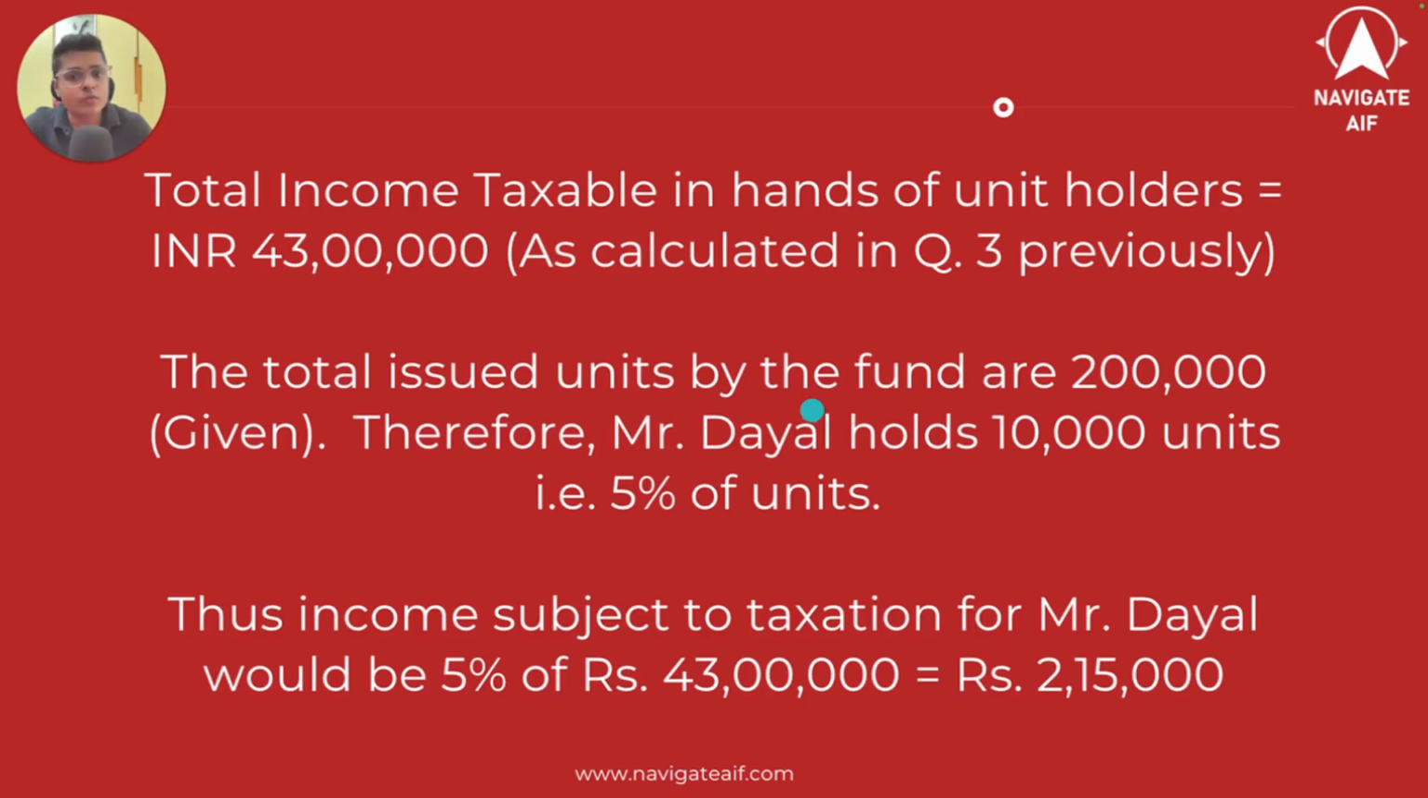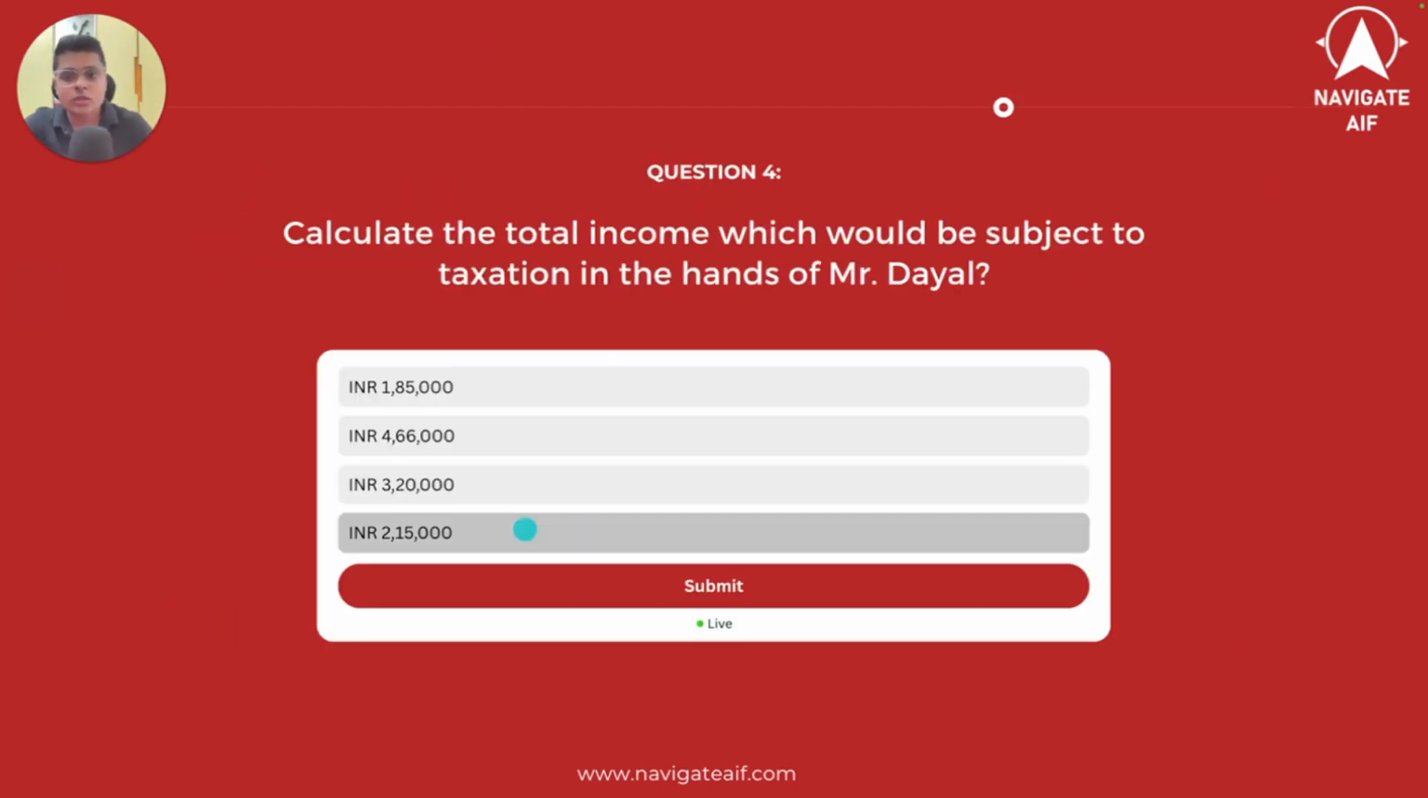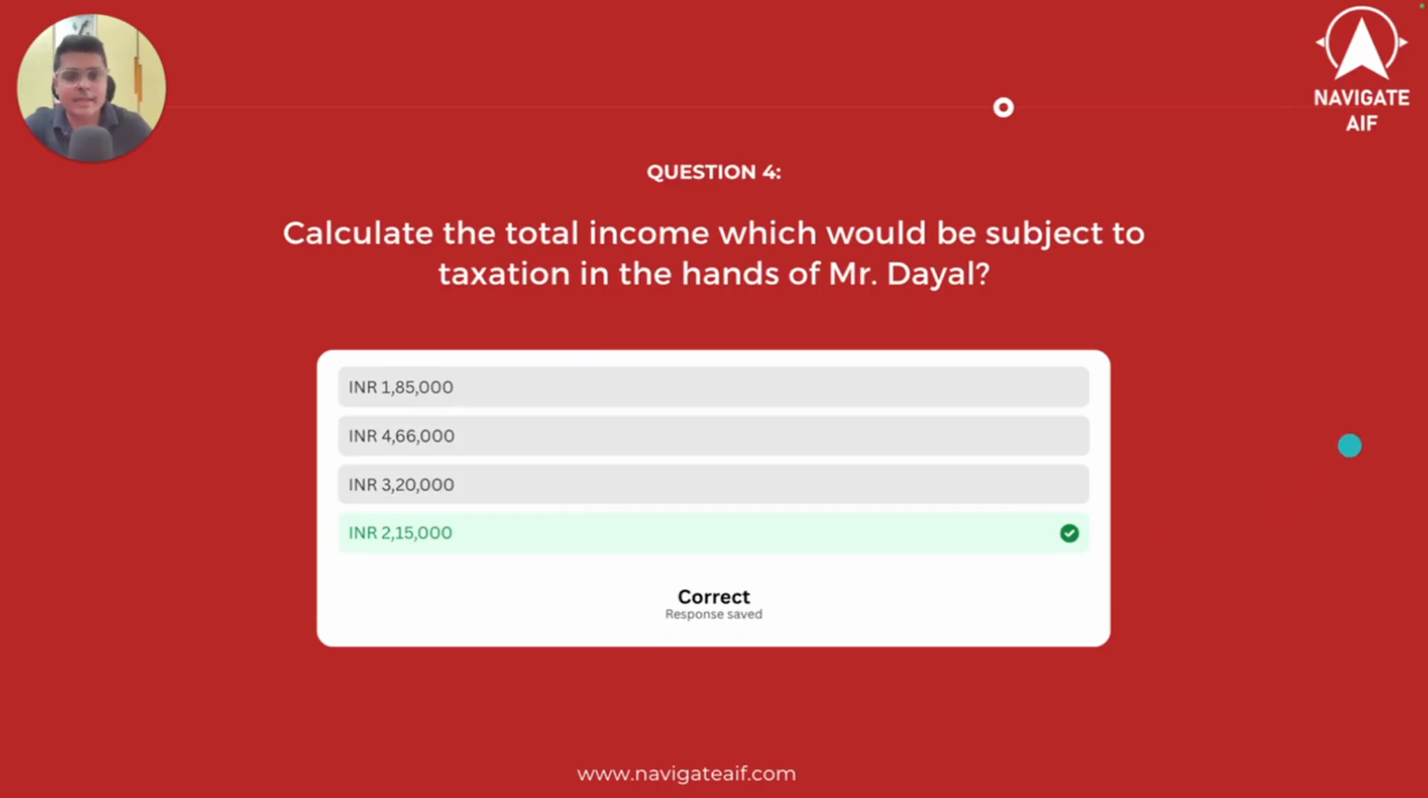We know the total number of units that are issued by the fund are 2 lakh units and Mr. Dayal holds 10,000 units out of 2 lakh units. So how much percentage of units does he hold? He holds 5% of the units. Therefore, the income subject to taxation for Mr. Dayal would be 5% of 43 lakh rupees, which would be 2,15,000 rupees. That is the income subject to taxation in this particular investor's hands. So let's choose that option, and that is the correct answer.